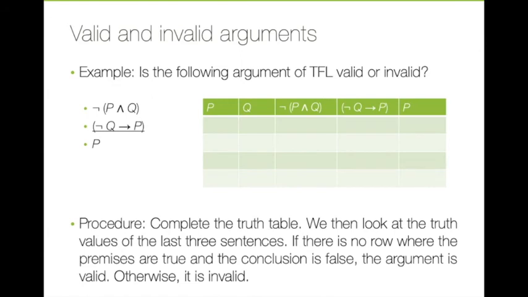Let's look at a second example just to get you familiar with this process. So here our premises are the negation of P and Q. If not Q, then P. And the conclusion is P. Again, I've set up the structure of the truth table, so we have to complete it to get the truth value of each sentence of the argument on each valuation, and then run our test for validity and invalidity.